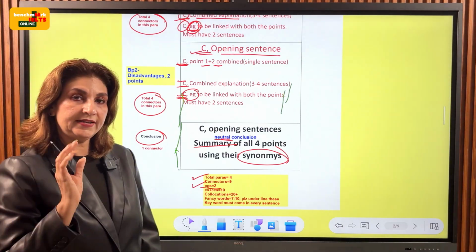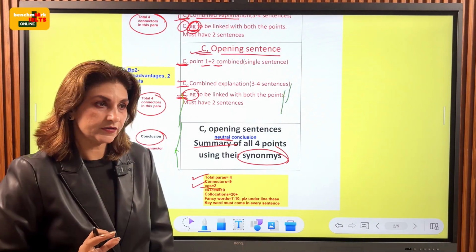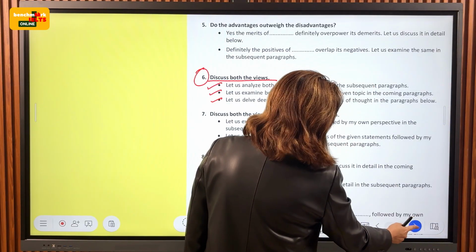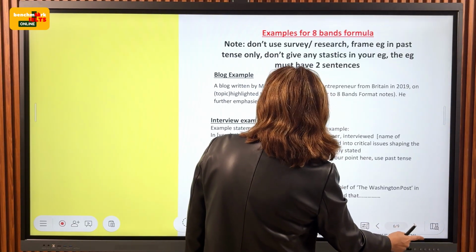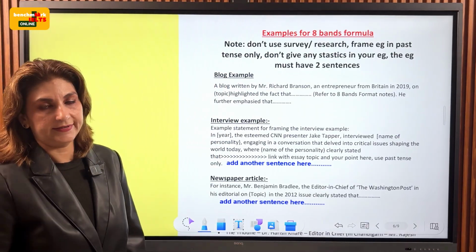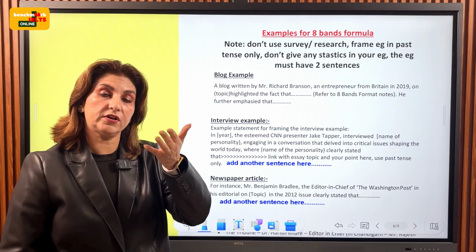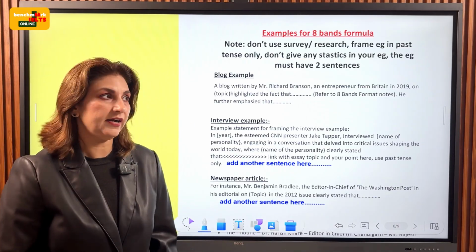Now, examples make a lot of difference. So I'm going to send you a list of some examples. You can use these examples when you write, but do not repeat the type of example. For example, if you've written a blog example, a blog is an article which a person writes on the internet.